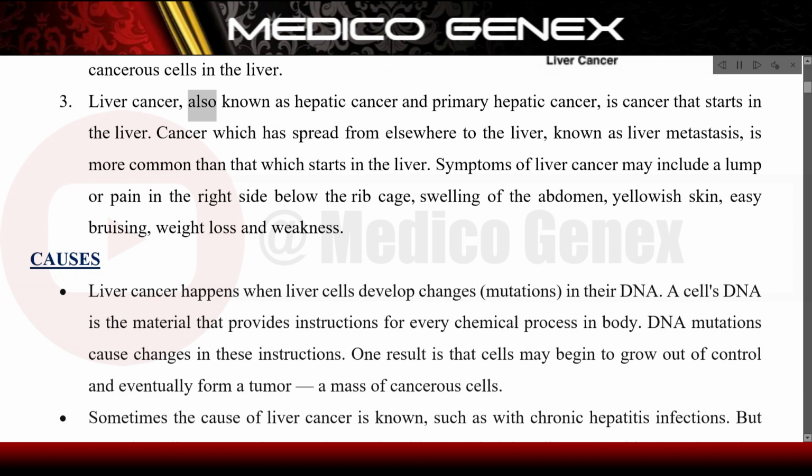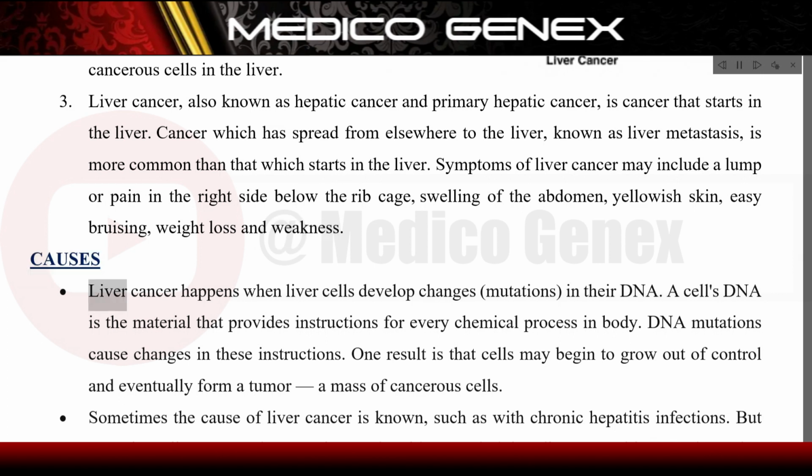Liver cancer, also known as hepatic cancer and primary hepatic cancer, is cancer that starts in the liver. Cancer which has spread from elsewhere to the liver, known as liver metastasis, is more common than that which starts in the liver. Symptoms of liver cancer may include a lump or pain in the right side below the rib cage, swelling of the abdomen, yellowish skin, easy bruising, weight loss and weakness.